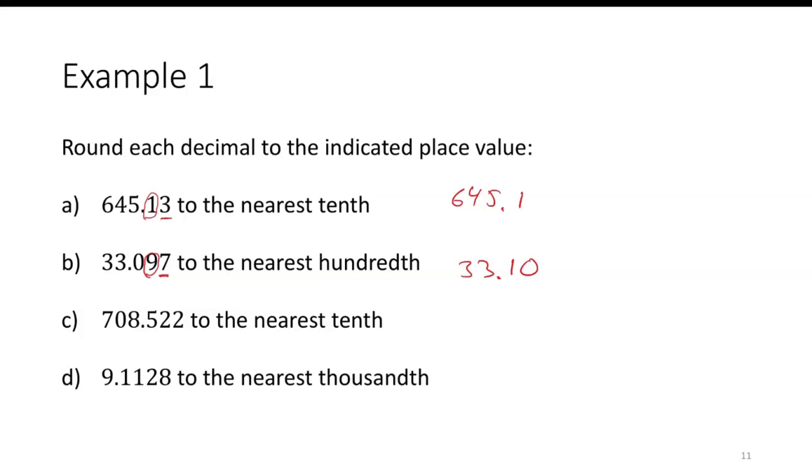708 and 522 thousandths to the nearest tenth. The tenth is the 5, and 2 comes after it, so round down. 708 and 5/10. 9 and 1,128 10,000ths to the nearest thousandth, the 2 is in the thousandths place, and 8 is my test digit. I would round up. So 9 and 113 thousandths.